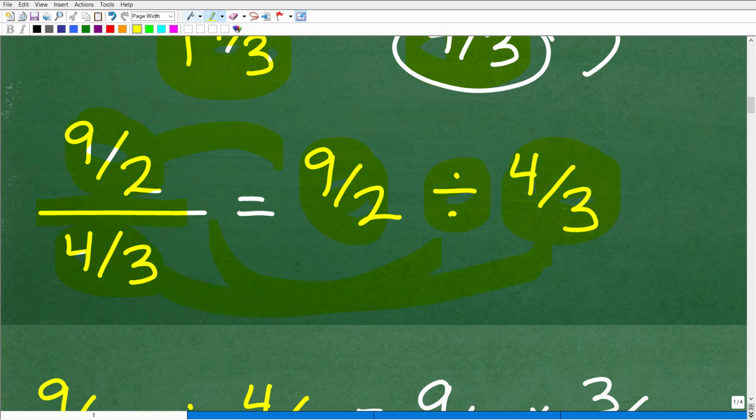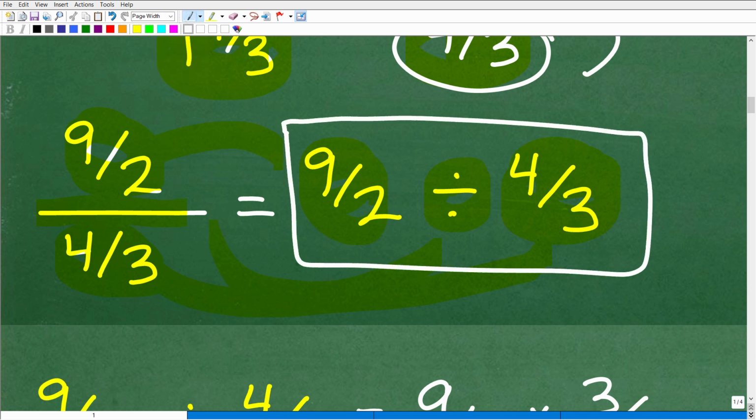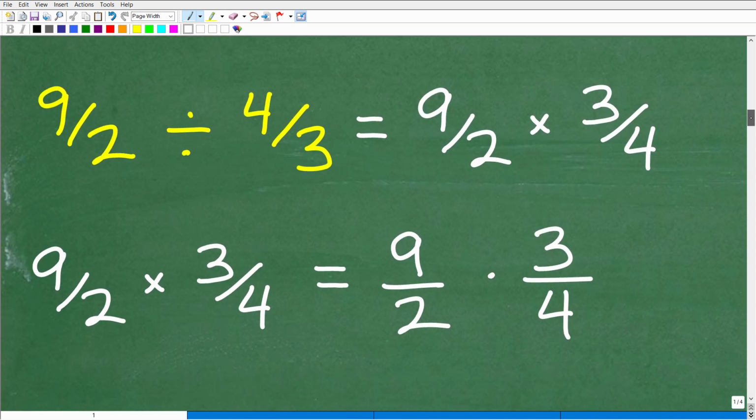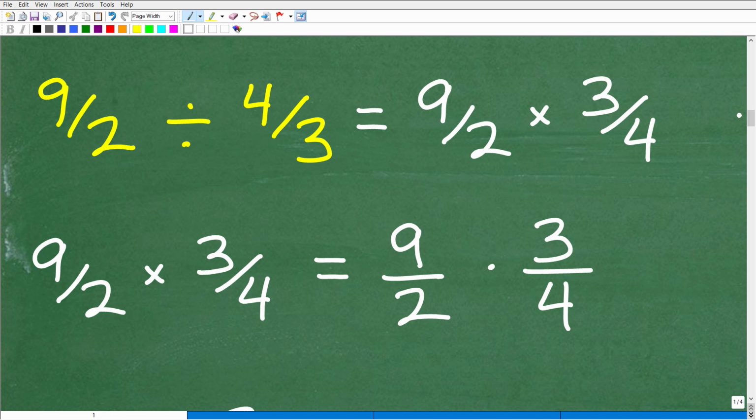Okay, so now we're dealing with basic number operations with fractions. So 9 halves divided by 4/3. Let's go ahead and see how we take care of this. All right, so how do you divide fractions? Well, the main idea is we don't really divide fractions. What we need to do is change the problem into a multiplication problem. So we have 9 halves divided by 4/3. We're going to change this into a multiplication problem.